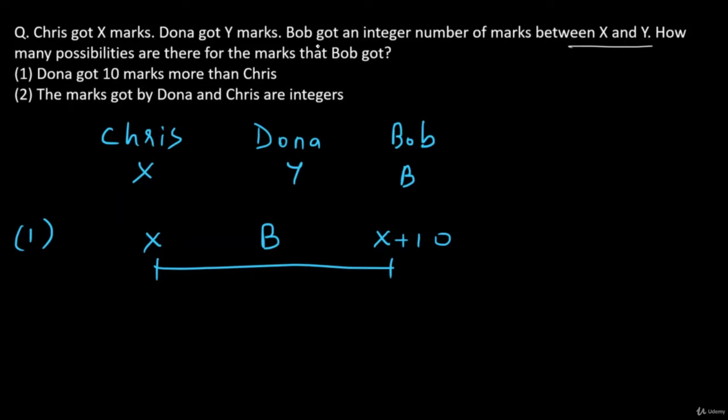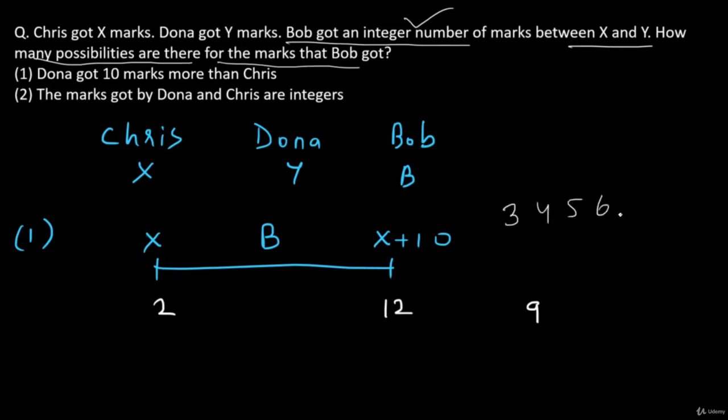That's what we need to find out, right? How many possibilities are there for the marks that Bob got? And remember, Bob got an integer number of marks. Now if X is equal to 2, that is if Chris got 2 marks, then Bob got somewhere between 2 and 12, right? Donna would have got 2 plus 10, which is 12 marks. So there are 9 possibilities, right? Because that's 3, 4, 5, 6, 7, 8, 9, 10 and 11. So you have 9 possibilities.